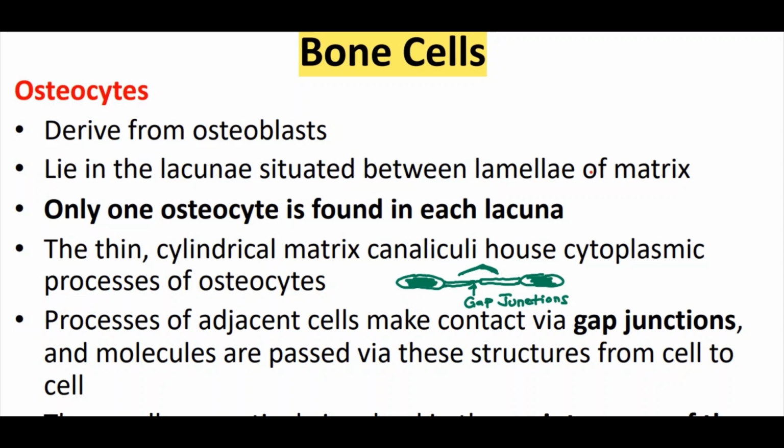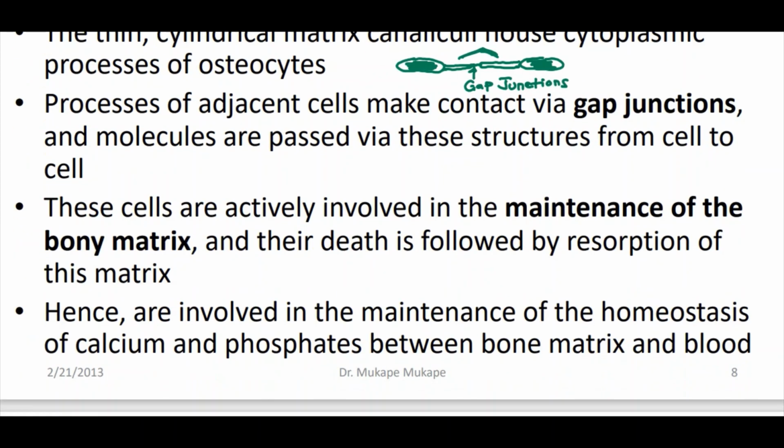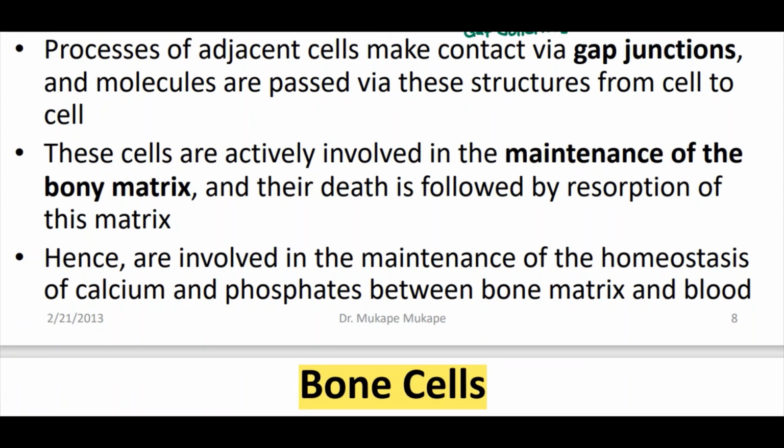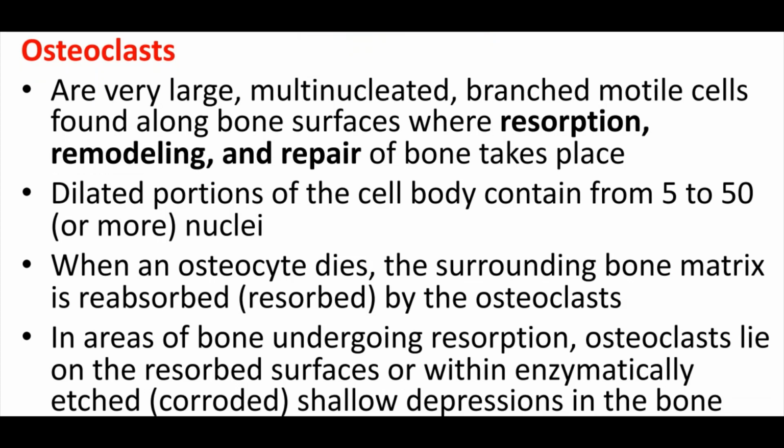The gap junctions pass molecules from cell to cell. So these cells are actively involved in the maintenance of the bone matrix. The maintenance of the bone matrix is carried out by osteocytes, and the death of osteocytes will lead to resorption of the bone matrix by the osteoclasts. Hence, osteocytes are involved in the maintenance of homeostasis of calcium and phosphates between the bone matrix and the blood. Now let's go to osteoclasts.